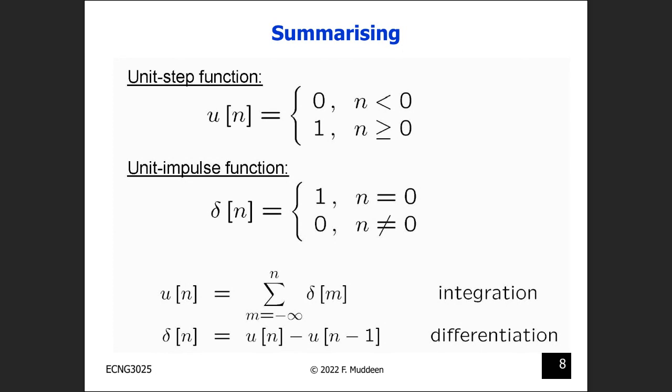And the relationship between the two is that the discrete time unit step is the summation, the running sum, which is the discrete time version of the integration of the unit sample. The other way around, the unit sample is a first order difference between u[n] and u[n minus 1]. These are the discrete time versions of integration and differentiation.